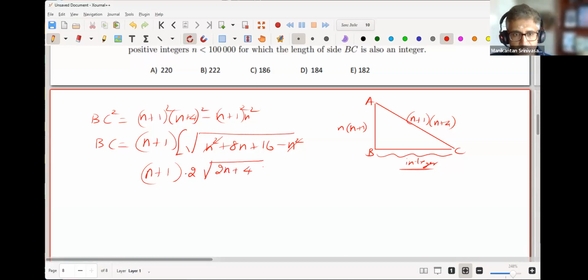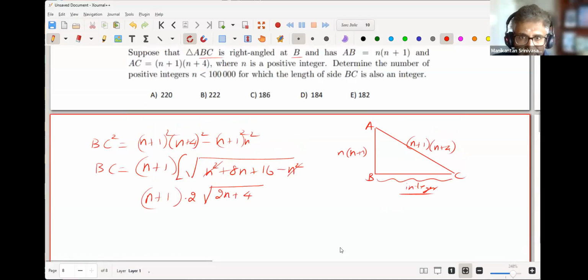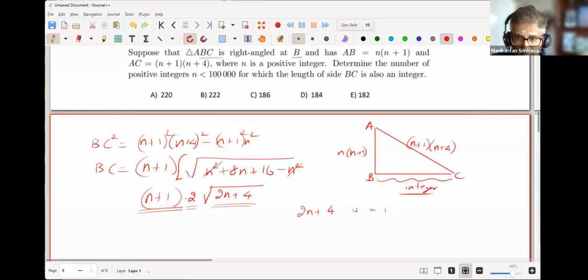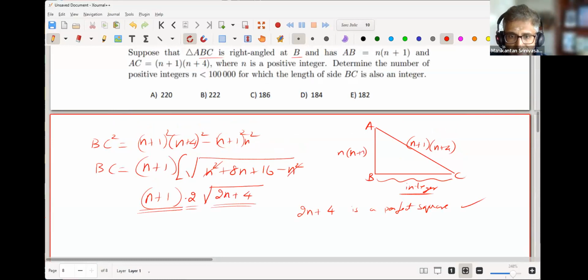Now we want BC to be an integer and n is less than 10,000. n+1 is anyway an integer, 2 is also an integer, so as long as 2n+4 is a perfect square, we are fine. Obviously it's an even number, so we are only talking about even perfect squares. N is a positive integer, so n cannot be 0, otherwise 4 would have been an answer.